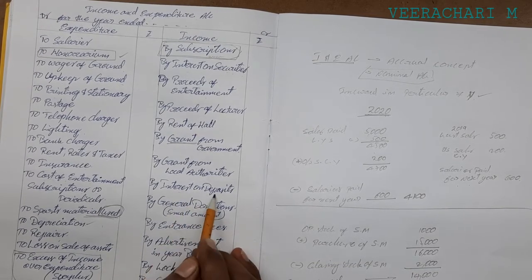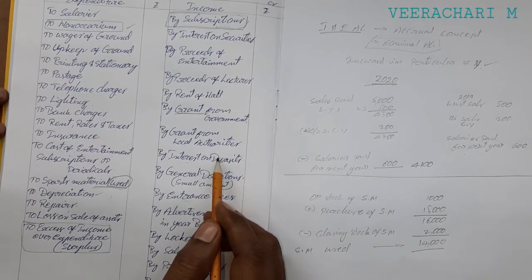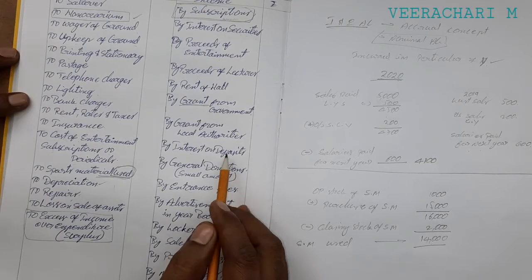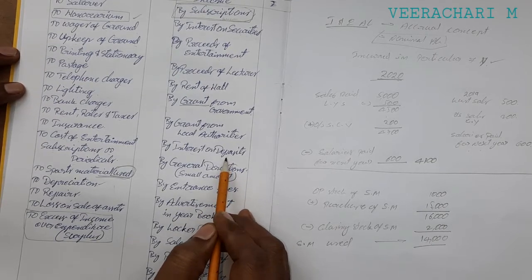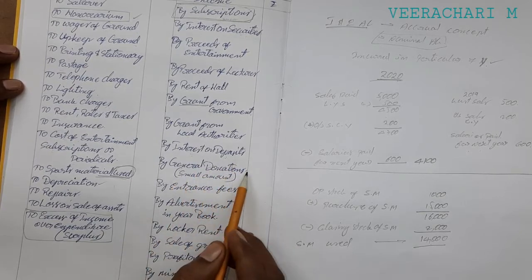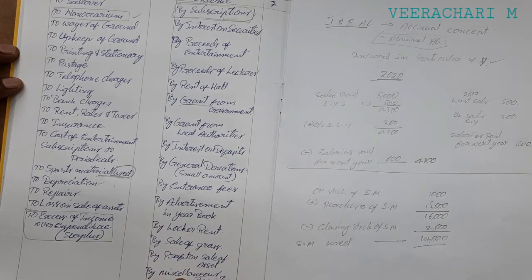Next, interest on deposits. Is there any amount deposited in a fixed deposit or in a bank? On that amount we receive interest, and that is also income. General donations, on the income side we should write only general donations.